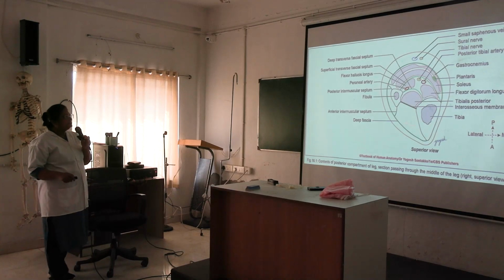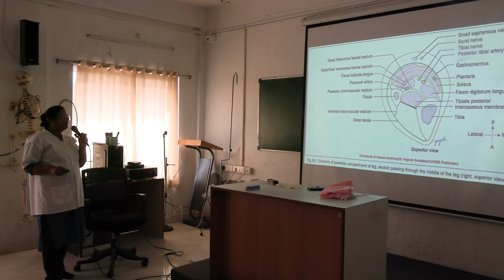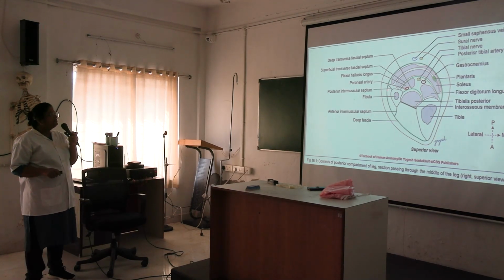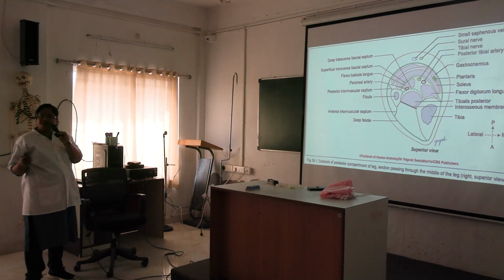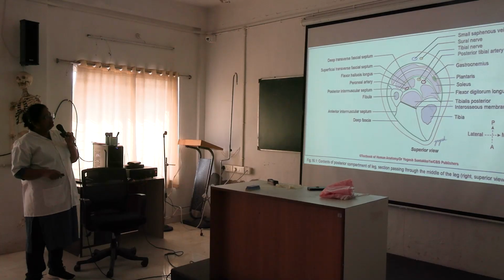See, this is a section through the leg. This is fibula and this is tibia. This is interosseous membrane. So, posterior to this compartment is the posterior compartment of leg. Okay, this is anterior compartment and this one is lateral compartment.